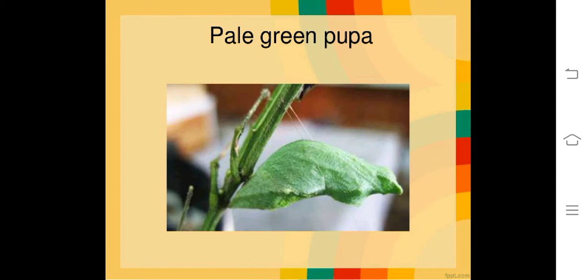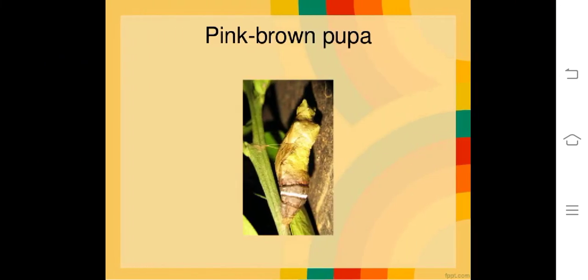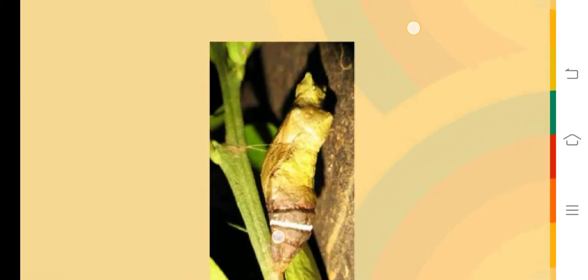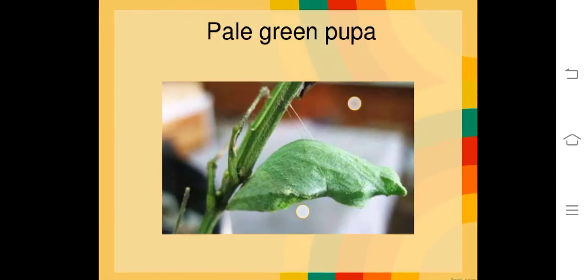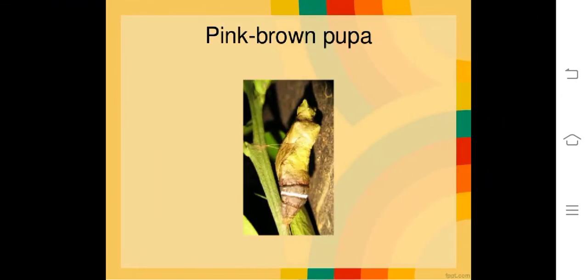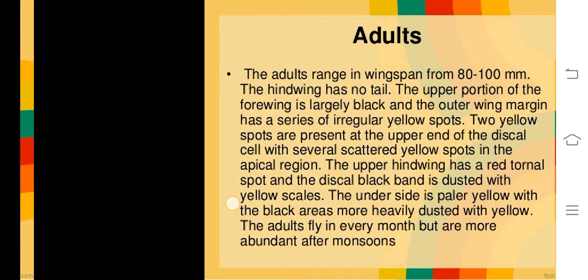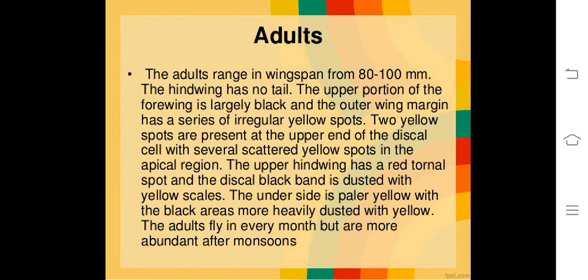Okay, so you can see the pink brown pupa and you can see here the pale green pupa. So this is according to the surroundings in which they want to camouflage.